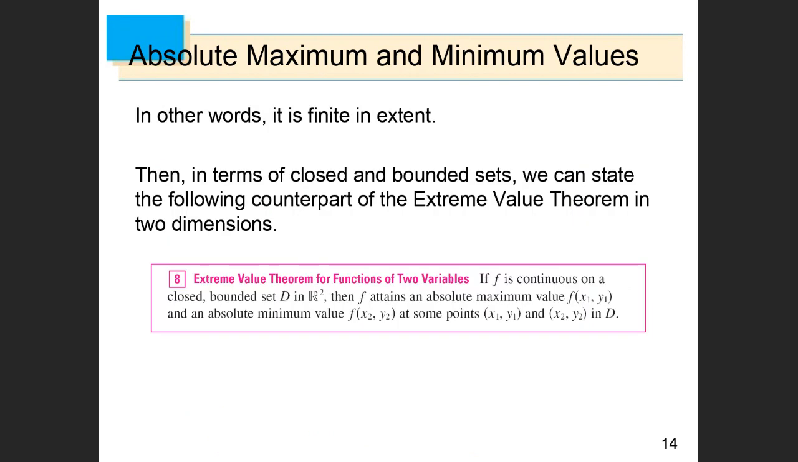So, in other words, if you go back to talk about maximum and minimum values, we have what we call the extreme value theorem for functions of two variables. We say that if f is continuous on a closed and bounded set in R squared, then f attains an absolute maximum value at some point x1, y1, and an absolute minimum value at some point x2, y2. Okay? So there is always, by definition, an absolute max and an absolute min. This is the extension to two-variable functions of the extreme value theorem we've seen in calculus 1.